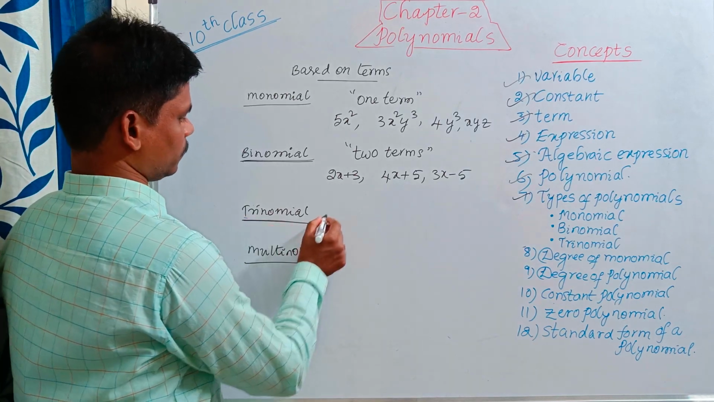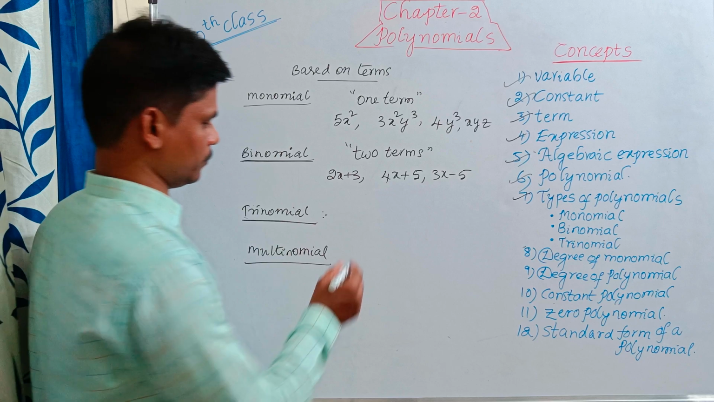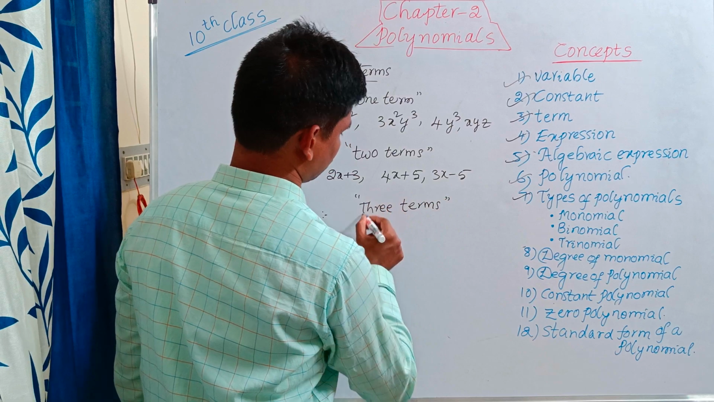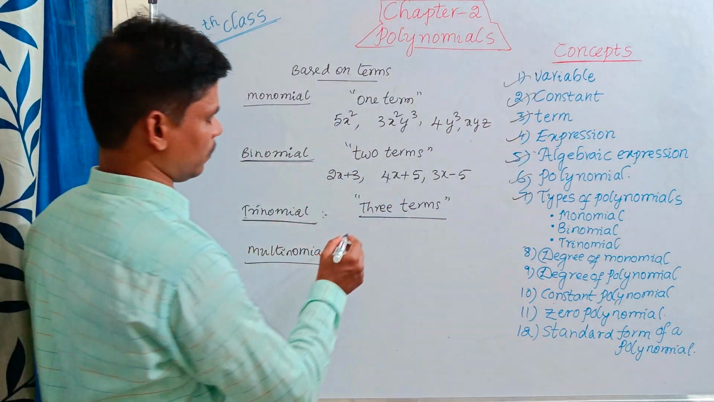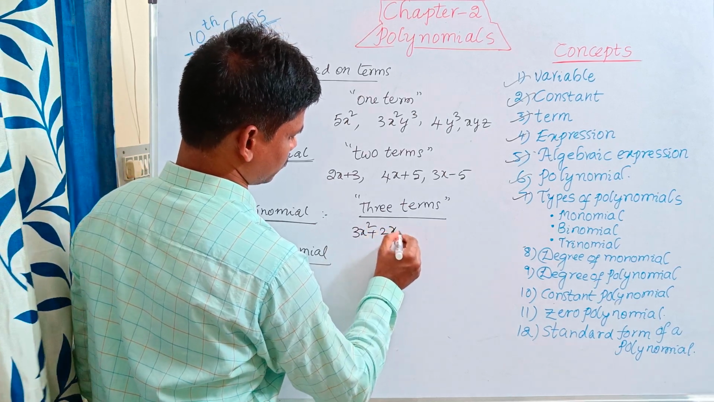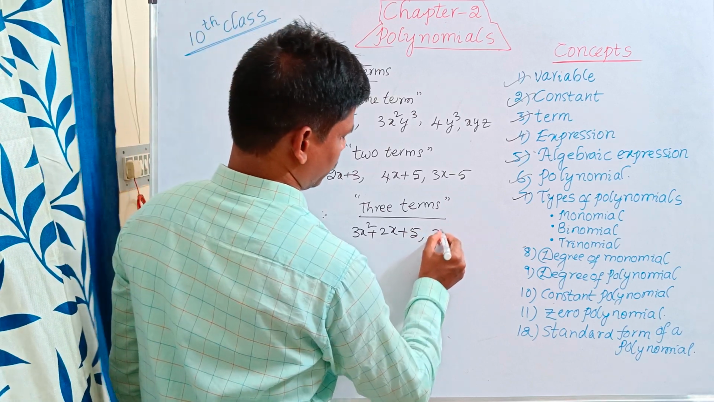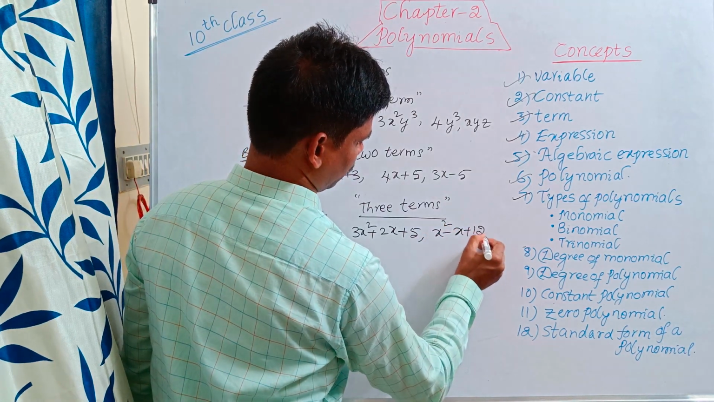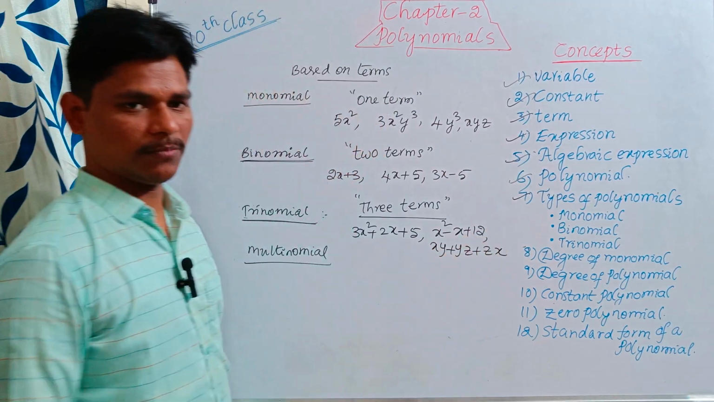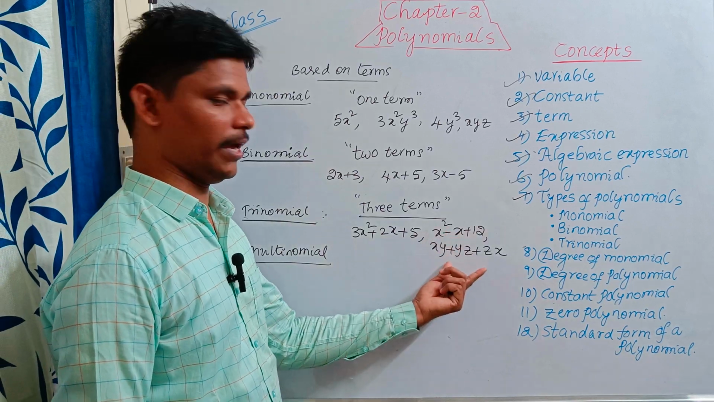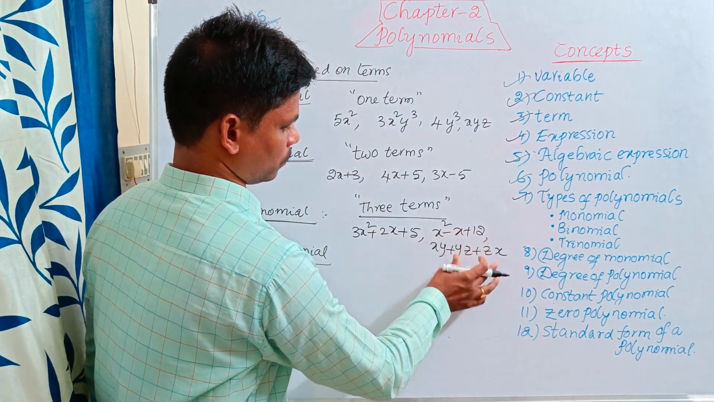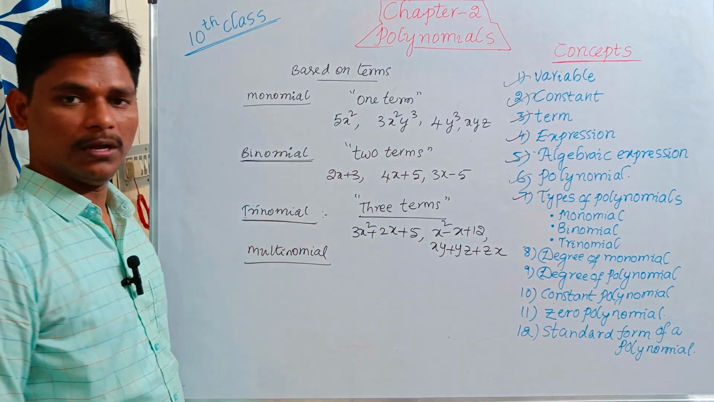Next, trinomial. The polynomial containing only three terms is called a trinomial. For example, 3x square plus 2x plus 5, x square minus x plus 12, xy plus yz plus zx. Observe this one: this polynomial contains 3 terms. 1, 2, 3. So here 3 terms, that is called a trinomial.